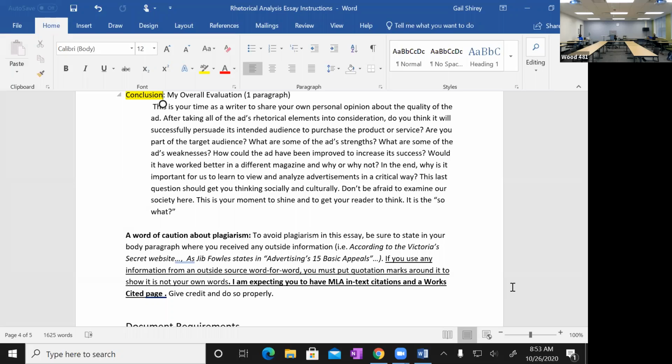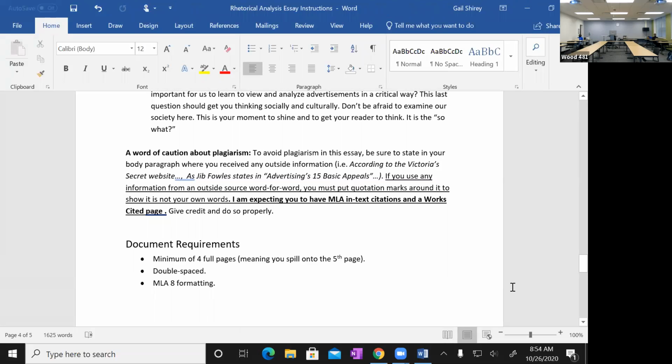And then, of course, the final critical thinking piece of this particular essay is, why is it important for us to learn how to view or how to analyze advertisements in a critical way? Make sure you apply that both socially and culturally. Now, I have a big blurb about plagiarism. So in this particular essay, I am expecting you to have MLA in-text citation and a Works Cited page. Make sure you give credit where credit is due. In particular, Jib Fowles and all of your research. Those are the big areas.